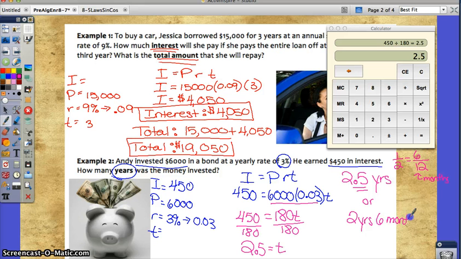Again, the way I got that was to think about what this decimal is if I were to rewrite it as a fraction out of 12. The numerator over here tells you how many months it was. So 2.5 years or 2 years and 6 months would be your answer.